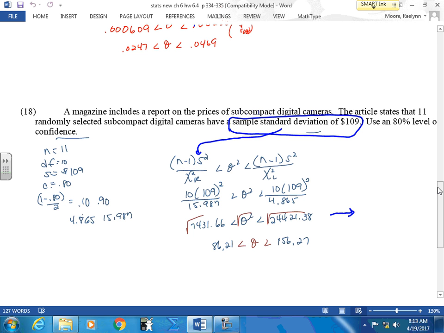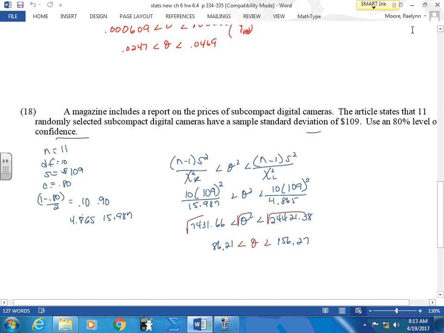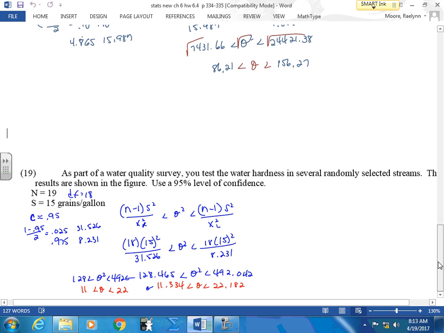Everybody get this? And 19, that we either couldn't do or didn't have time to do, had kind of the same thing. You're testing water qualities for the hardness. Okay, your standard deviation is 15. So since that's your standard deviation, you're going to square it. You're going to do 1 minus 0.95 divided by 2, find your two values, and plug it in.